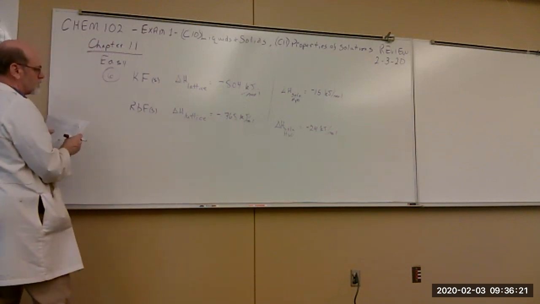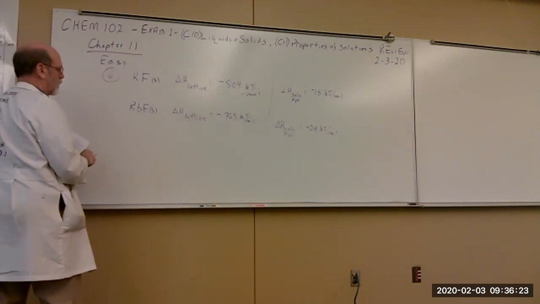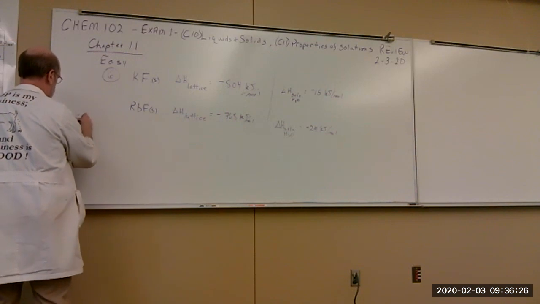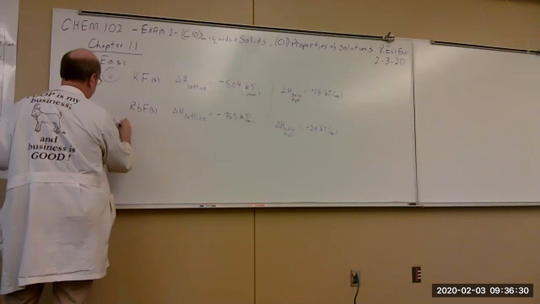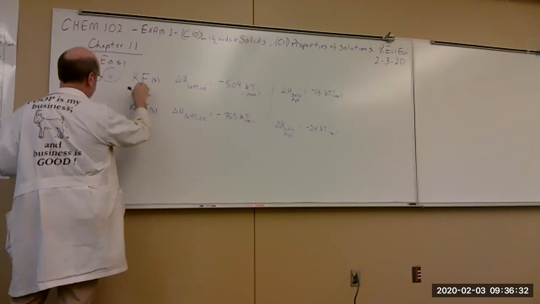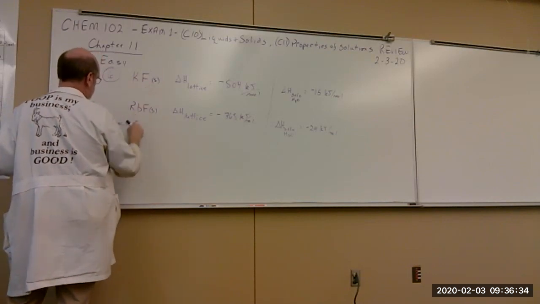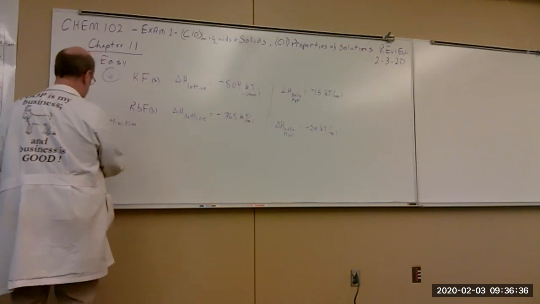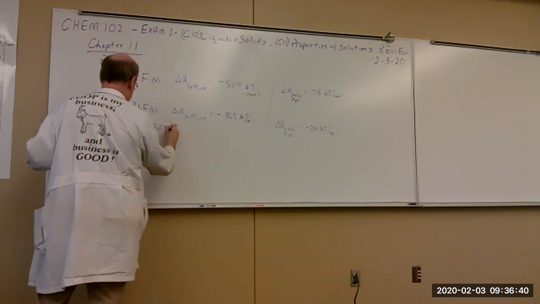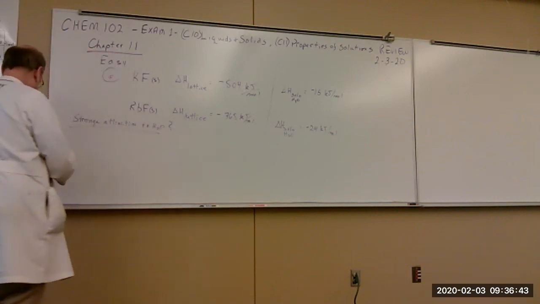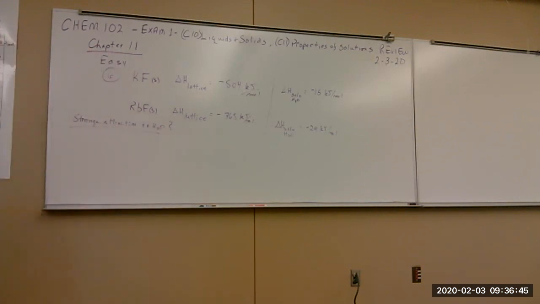So the question is, which forms a stronger attraction with water? Between those two, the KF and the rubidium fluoride. Stronger attraction to water? That's the question. Or are they equal? That's one of the options.